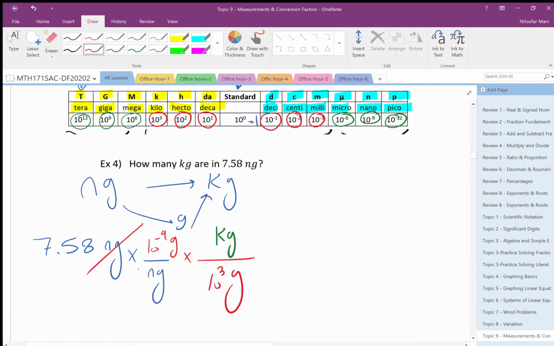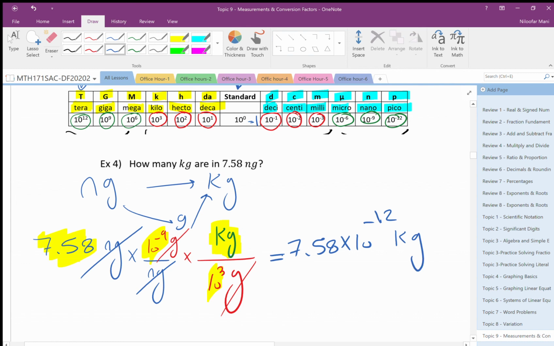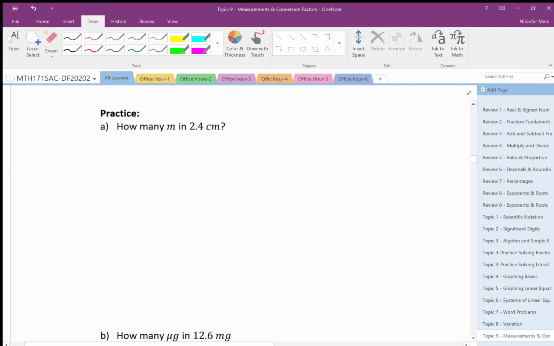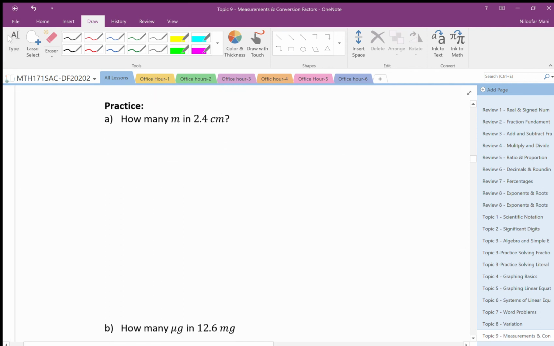Now I cancel this and that. What is left? This is left, this is left, this is left. I should be left just with numbers and the unit that I need. Okay, 7.58 multiple 10 power minus 12 kilogram. Okay, and it's already scientific notation. Good. So these are practice that you can work on.